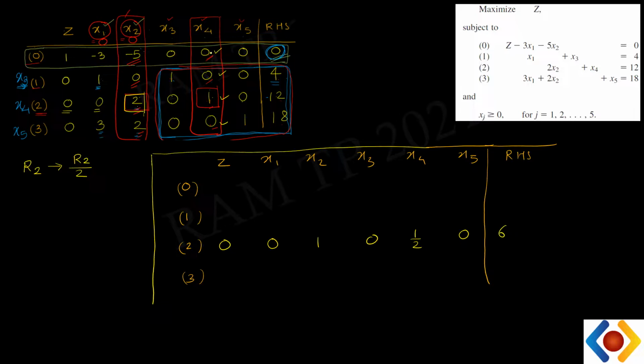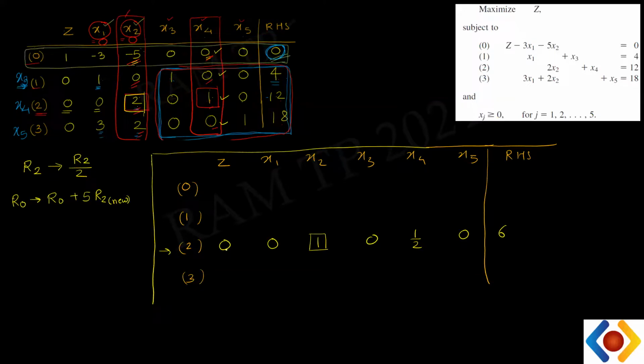What next? Let's start from the top. I want to make this 0. And remember, we have to use the new R2, because we have made this 1, correct? So we have to make use of this row R2. We are modifying R0. So R0 is going to be R0, we have negative 5 here, plus 5 times R2 new.